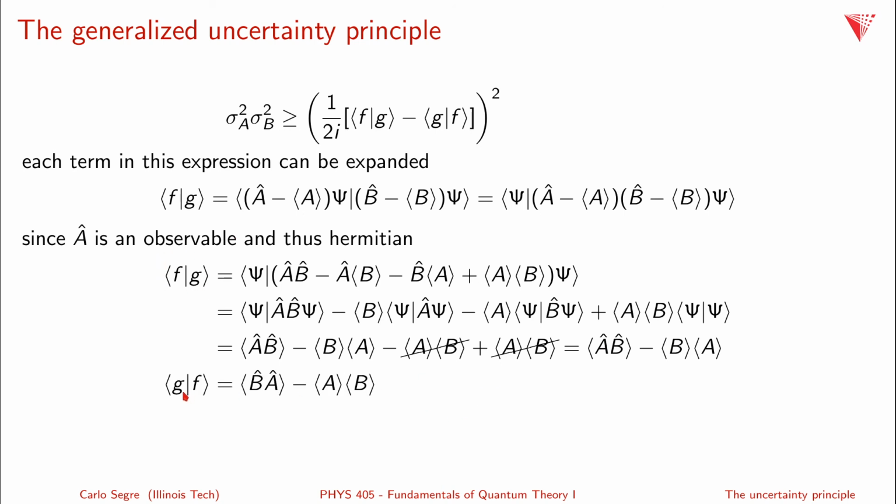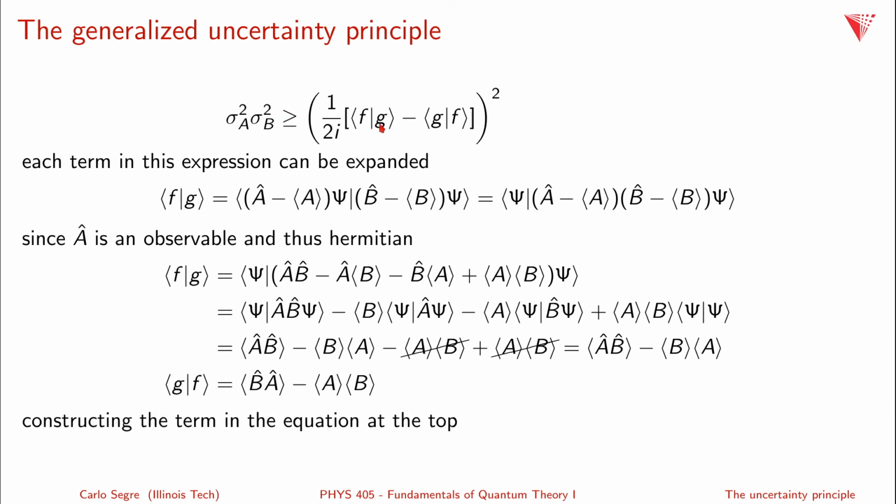Similarly, if we do the inner product of G with F, we get the expectation value of BA minus the expectation value of A times the expectation value of B. Now, if you look up here at this product of the two variances, then you have exactly this: the inner product of F and G, minus the inner product of G and F, all quantities squared. When you do that, you can see that the two second terms are going to cancel because they're just constants. But the first terms are not going to cancel because there's an order to this. AB is not the same as BA.